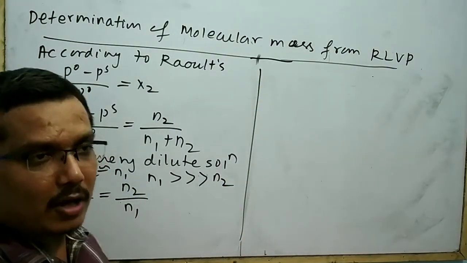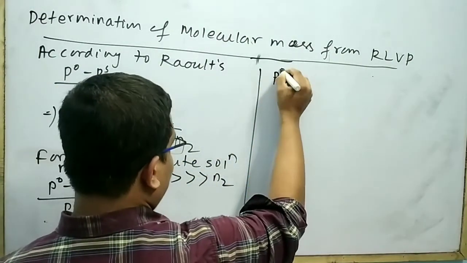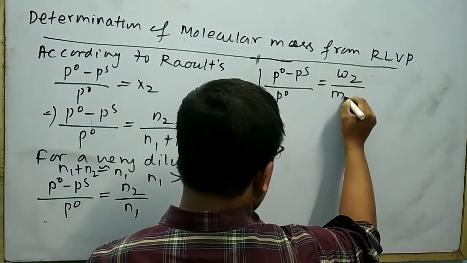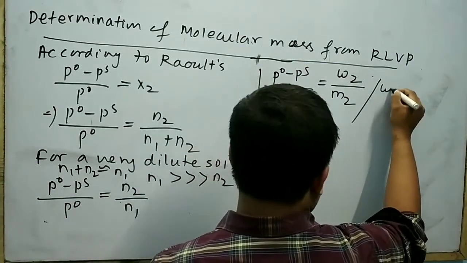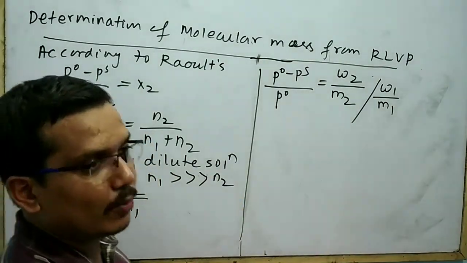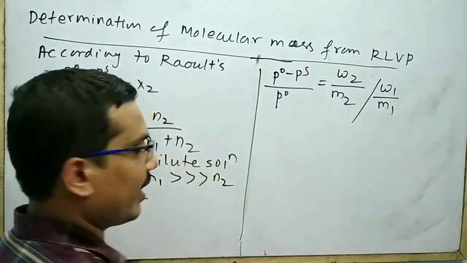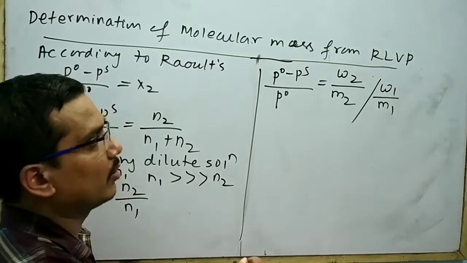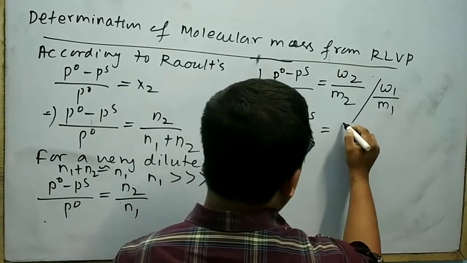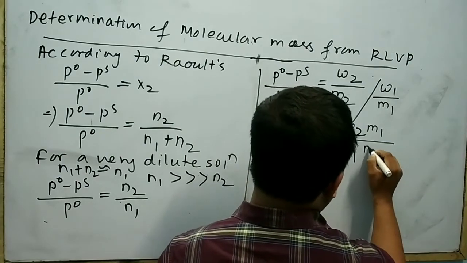We know that number of moles equals weight of the substance divided by molecular mass. So I can write (P0 minus Ps) divided by P0 equals (W2 divided by M2) divided by (W1 by M1). Here W1 is the weight of solvent, W2 is the weight of solute, M1 is the molecular mass of the solvent, M2 is the molecular mass of solute. Next I can write (P0 minus Ps) divided by P0 equals W2 M1 divided by W1 into M2.